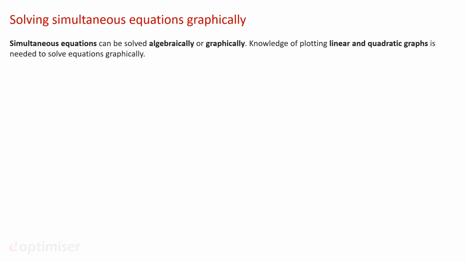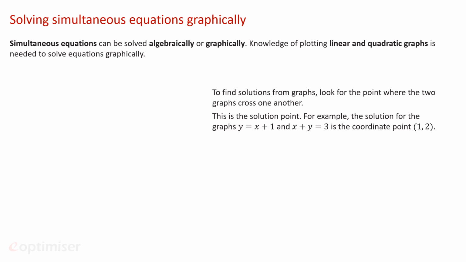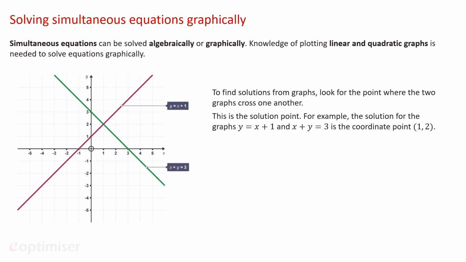So you have learned that simultaneous equations can be two linear equations, or one linear and one quadratic equation. If you want to solve graphically, then you should know how to plot linear and quadratic graphs. For example, if they give you two linear simultaneous equations, say y is equal to x plus 1 and x plus y is equal to 3, you can draw the graph of y is equal to x plus 1, and then draw the graph of x plus y is equal to 3. Wherever the two lines join, that is the solution for this simultaneous equation.